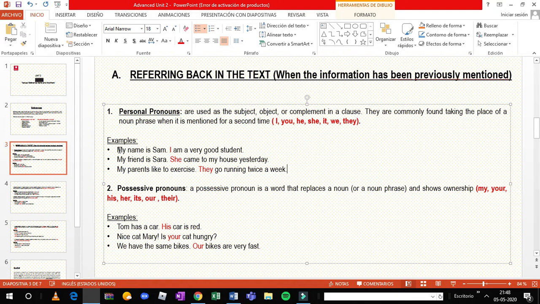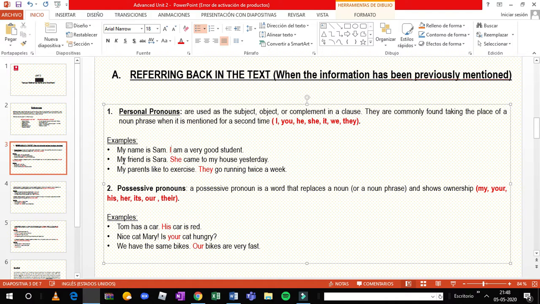For example, my name is Sam. I am a very good student. I is the personal pronoun and the previously mentioned name, Sam, was mentioned before, so I know that I refers to Sam in this case.